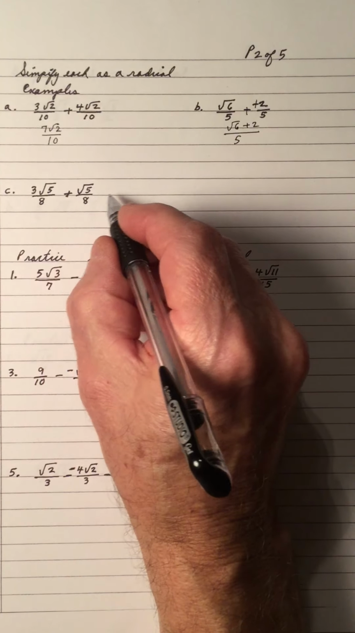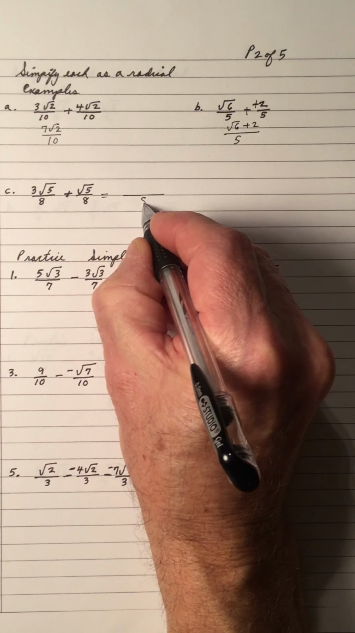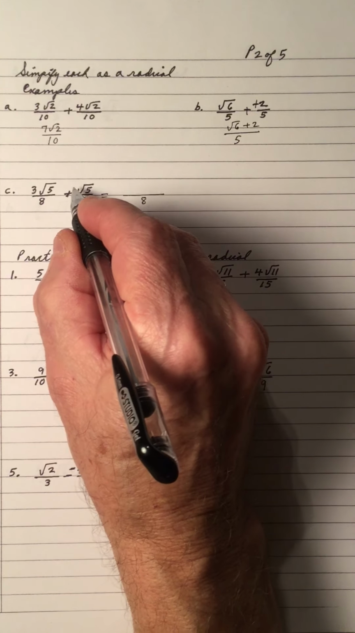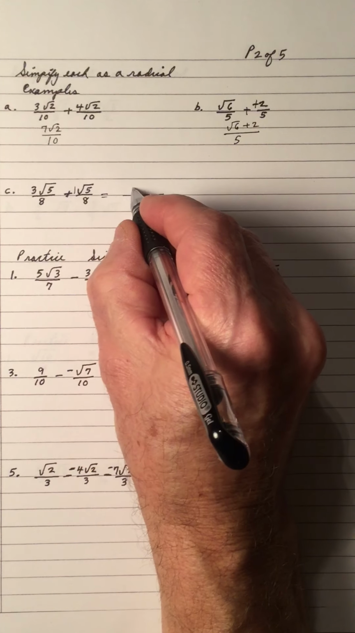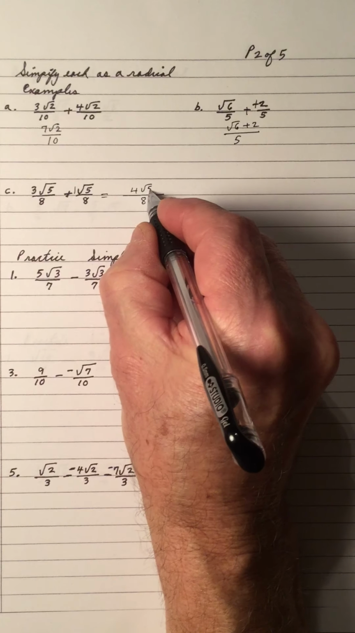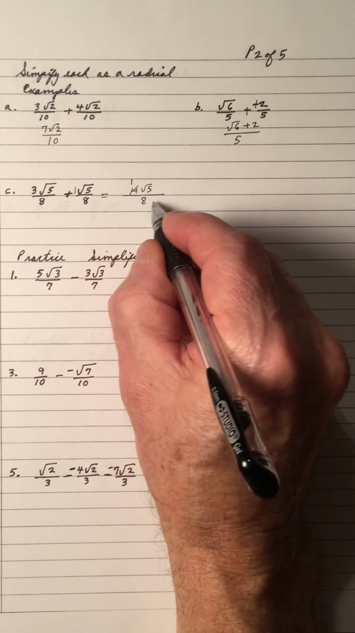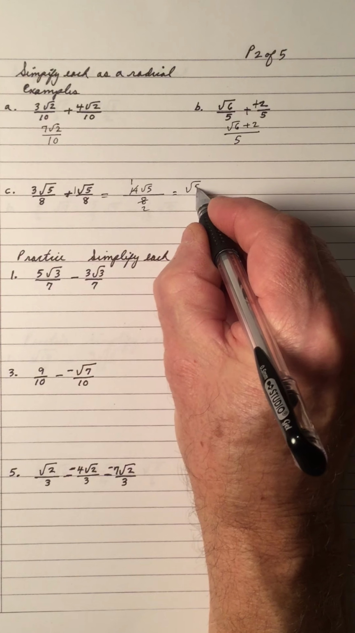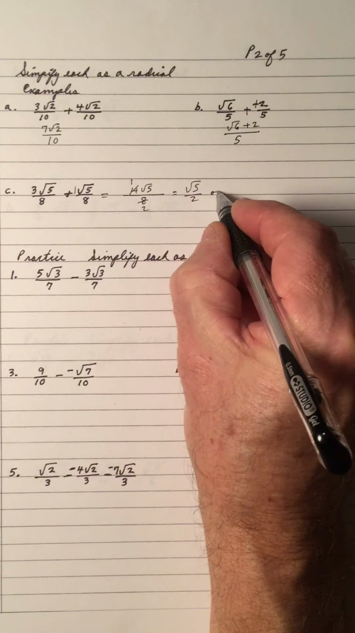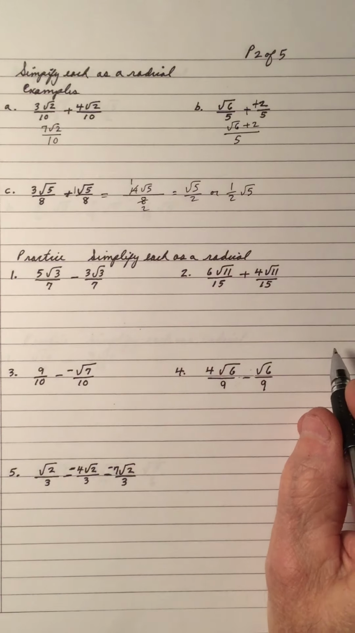And C, the common denominator is 8, so we write down the 8. And we add our numerators, and 3 root 5 plus 1 root 5 is 4 root 5. And the fraction 4 over 8, 4 cancels into 4 once, 4 into 8 twice. So that gives us root 5 over 2, or we could say 1/2 root 5, either or.